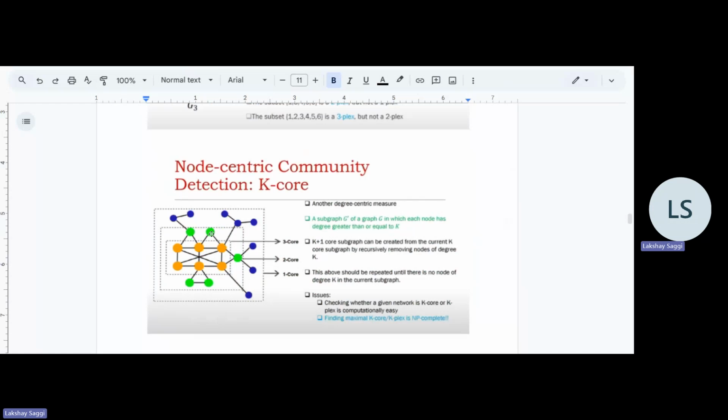And then in the second level, you remove these green vertices which have degree 2. After that, you're left with vertices which all have degree 3, and so these form the 3-core. Note that initially the degree of these vertices might be more than 1. Even though they belong to the 1-core, their degree might be more than 1, but after removing some of the degree 1 vertices, these also have degree 1, and that's why they belong to the 1-core. So this is how you define K-core.